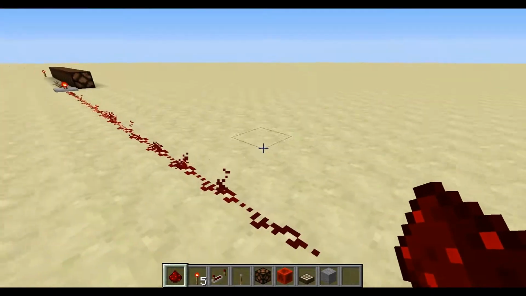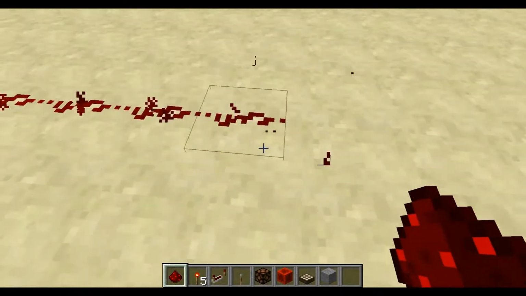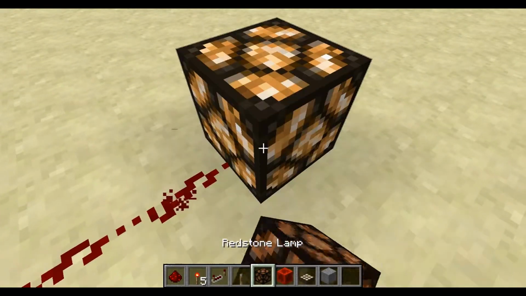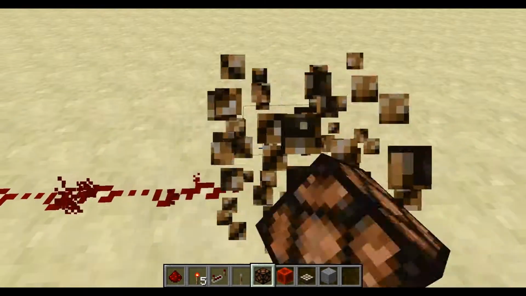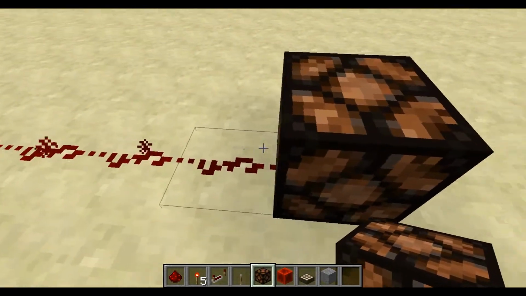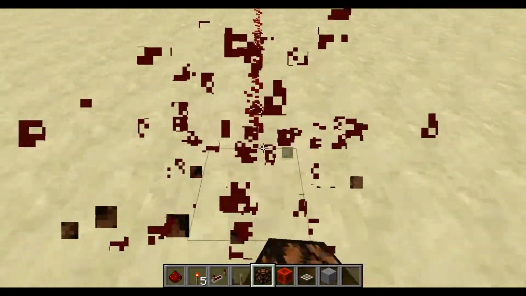Until here again. So even though this is the last one before it deactivates, it'll still power anything that it's connected to, as you can see here. But one block further, and it wouldn't, because this is the deactivated one that won't power anything next to it.